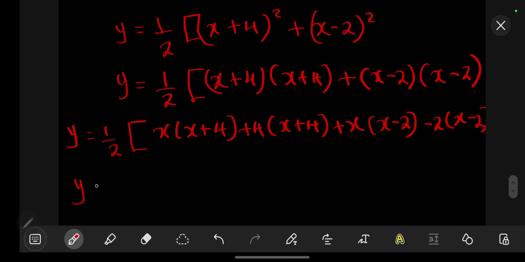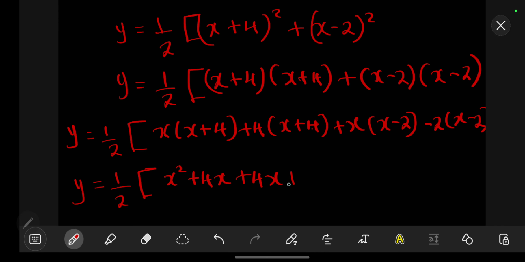So we are going to have y should be equal to 1 over 2, like that. Then we are going to have x times x, it will be x squared. Then x times 4, it will be plus 4x. 4 times x, it will be plus 4x.